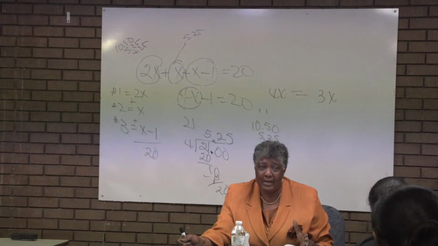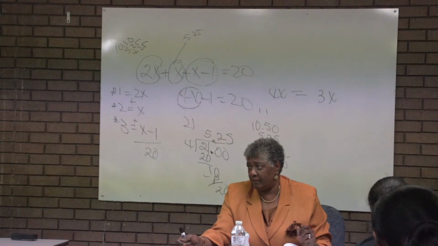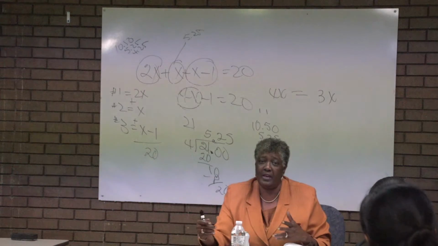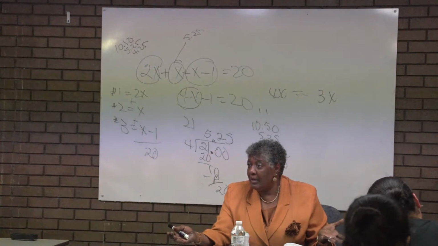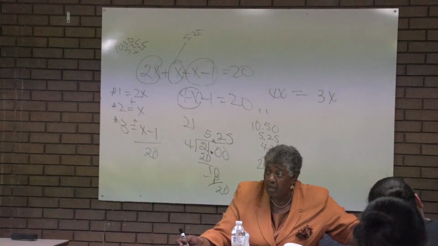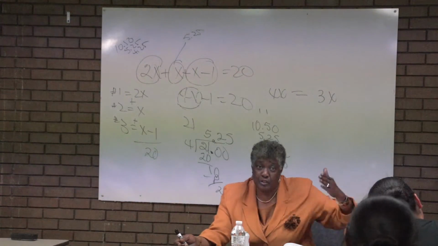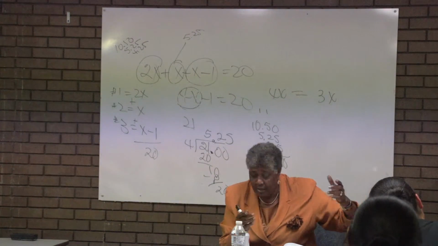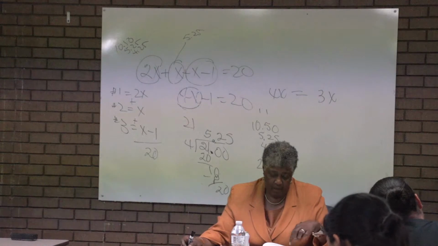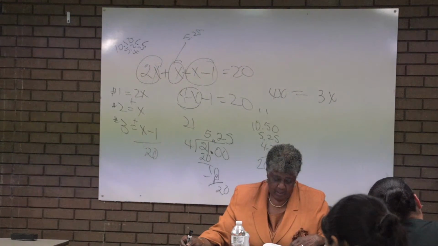You'll always have to find out, okay, who's the X? And the X is always the one that they don't say anything about. It's the one that somebody's making twice as much as. Because that's the 2X, so then he's got to be the X, you see. Let's look at the next one. I love this next one.